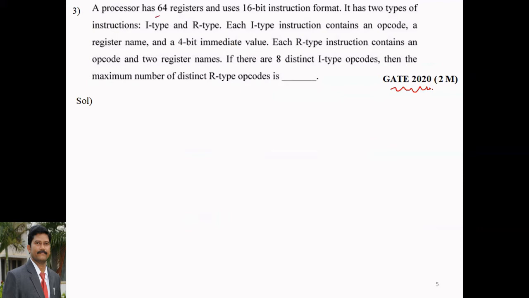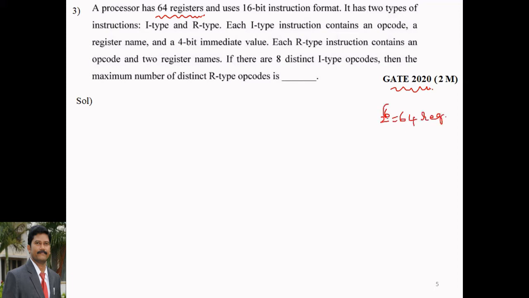A processor has 64 registers. By looking into this, to address 64 registers, how many address length bits are required? 2 power 6. 2 power 6 equal to 64 registers, right?